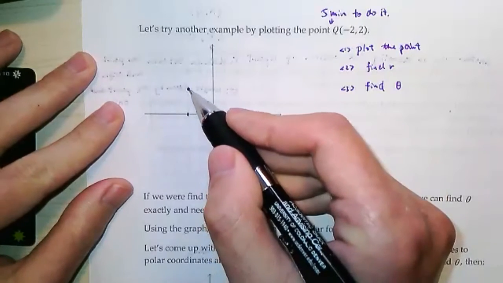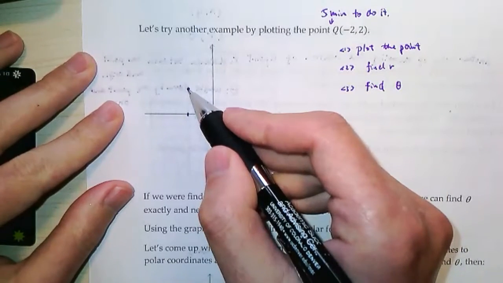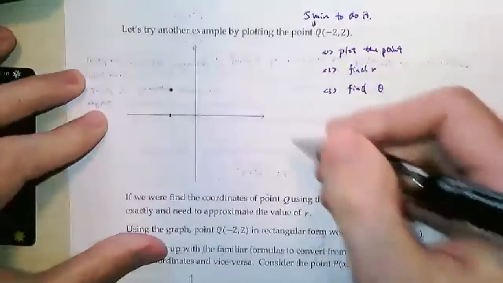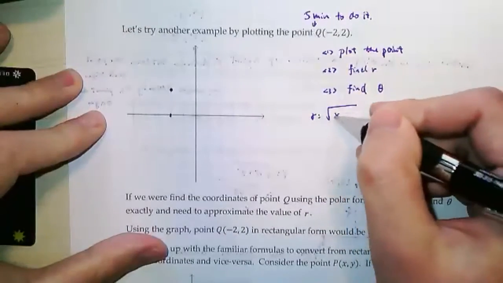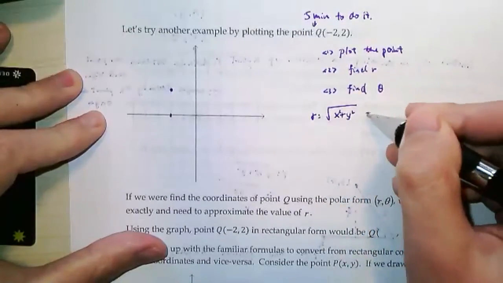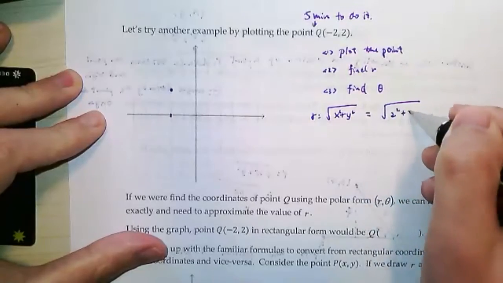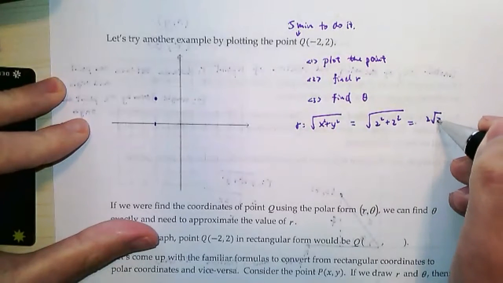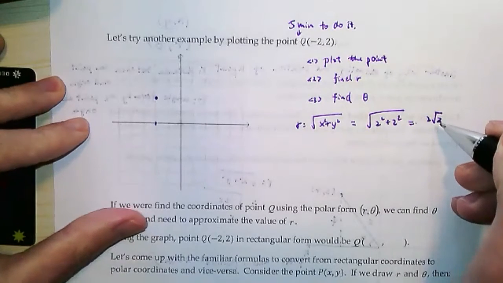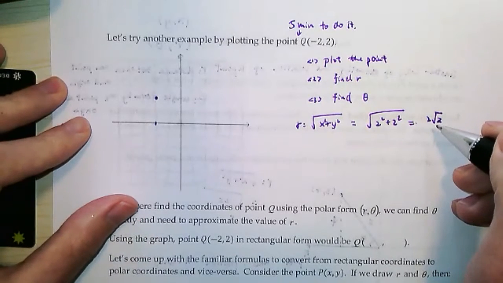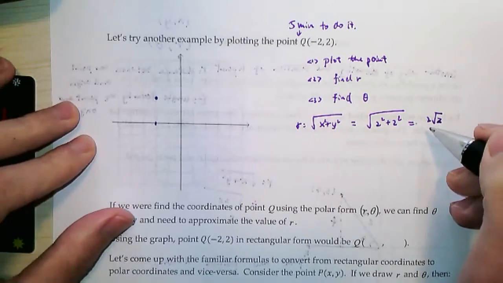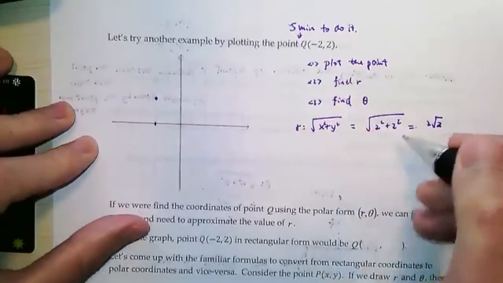So let's look at this point. What is the distance between this point and the origin? The distance r is equal to the square root of x squared plus y squared, which is 2 squared plus 2 squared, which gives you 2 times square root of 2. Okay? So this is r. So how about theta?